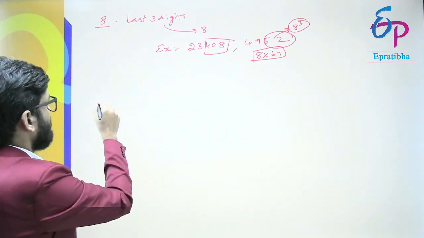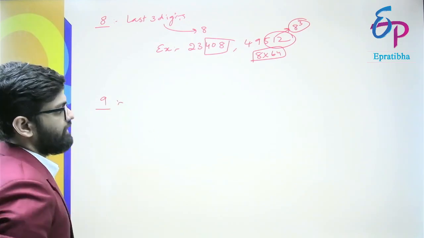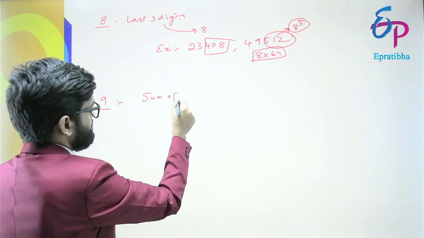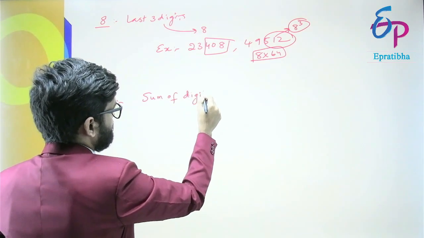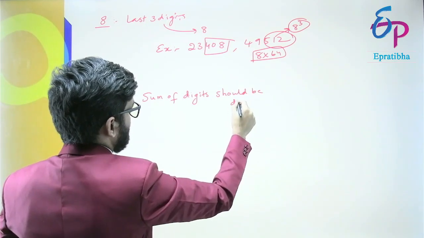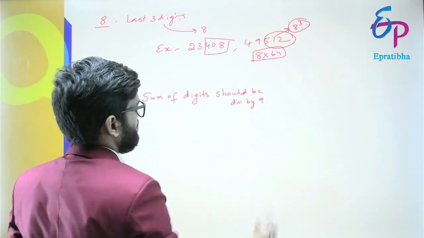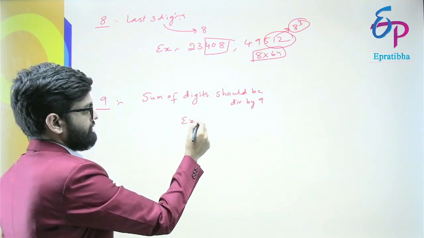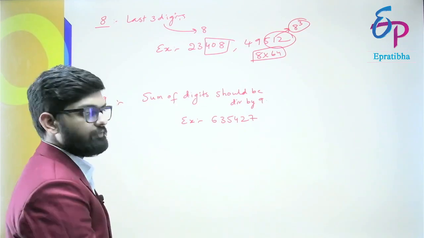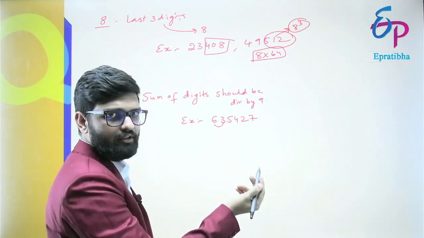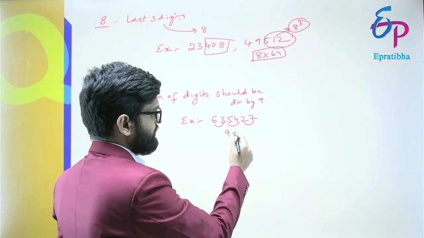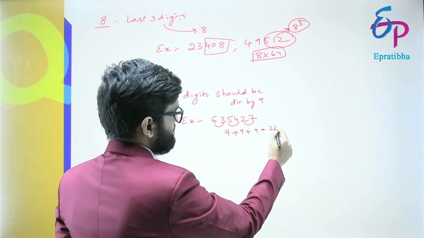Now moving on. How can you tell whether a number is divisible by 9 or not? The sum of digits should be divisible by 9. If you take one example, 635427. Now what is 6 plus 3? 9. 5 plus 4? 9. 2 plus 7? It is 9. So it is 9 plus 9 plus 9, which is 27.